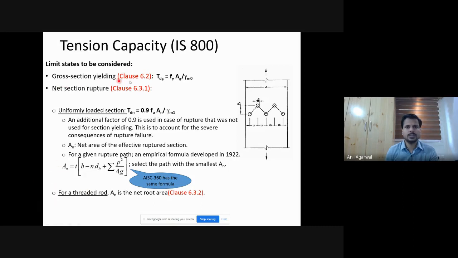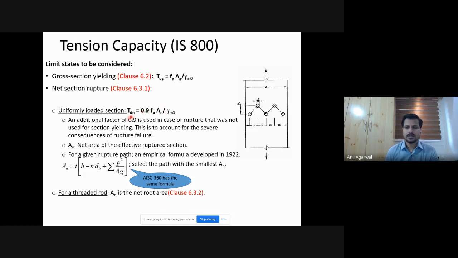This one, cross-section yielding, is given in clause 6.2 in IS 800. That is equal to the design capacity of the cross-section yielding. G corresponds to cross-section yielding. D corresponds to design capacity. That is equal to Fy of the material, A gross divided by gamma M0. Okay, gamma M0 is the load resistance factor for the limit state of yielding.